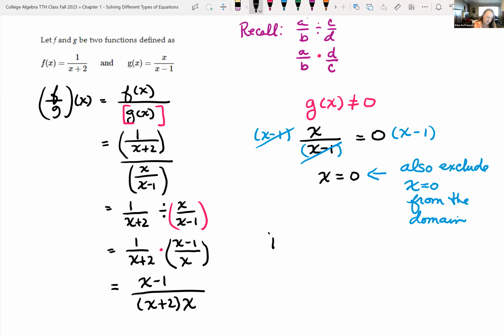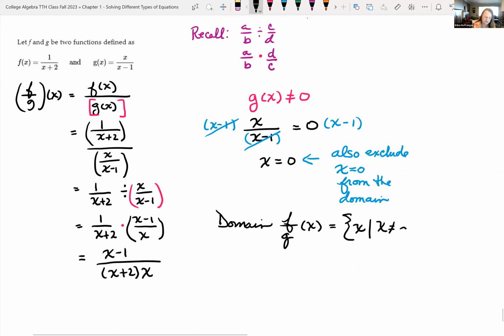So our domain of f of x divided by g of x is equal to the set of all real numbers x such that x does not equal negative 2, 1, and 0.